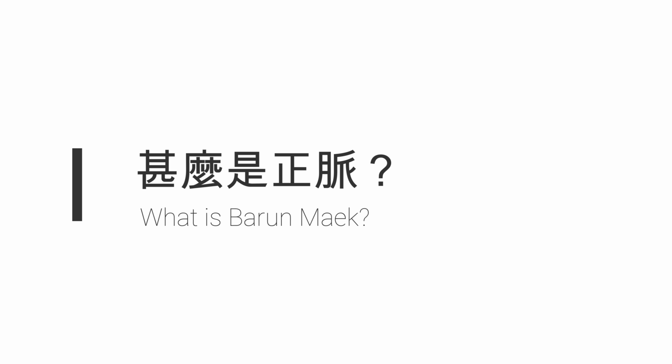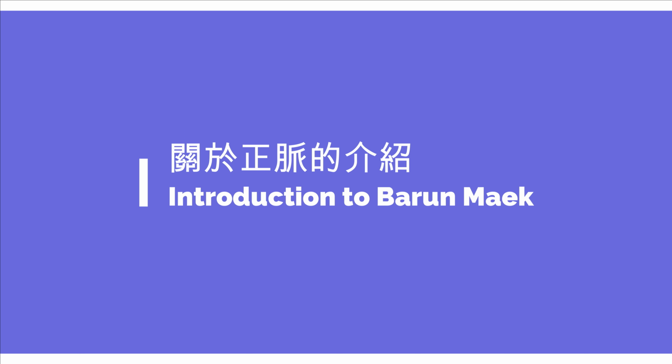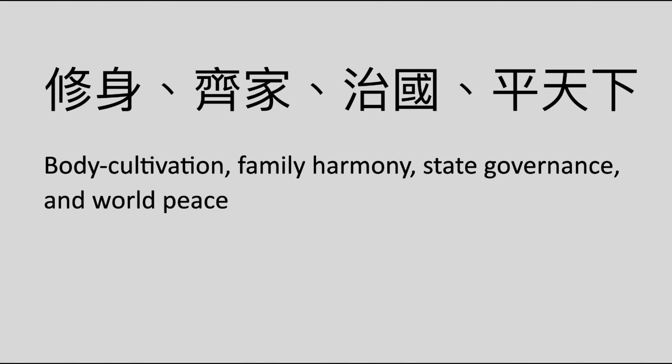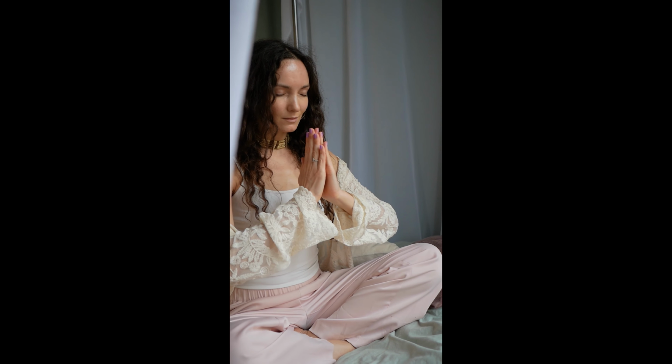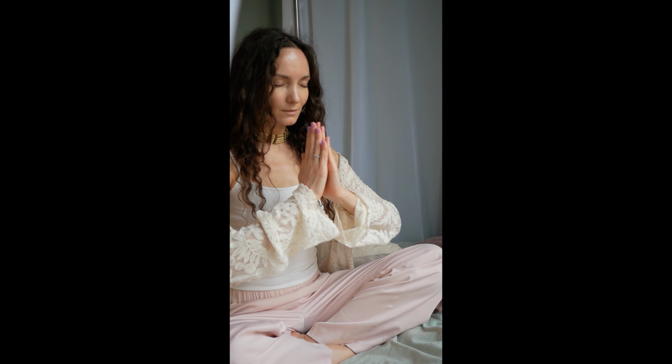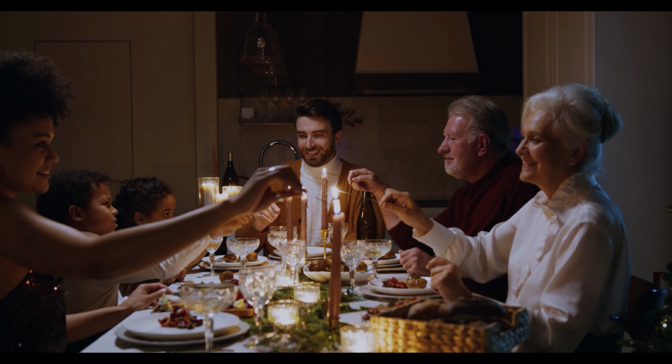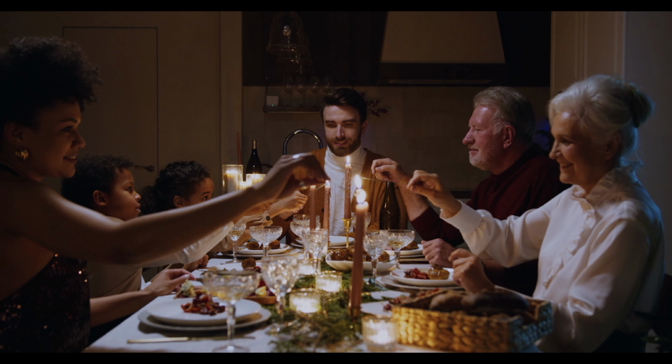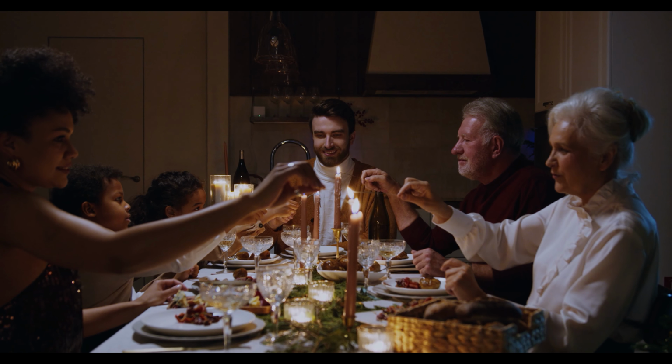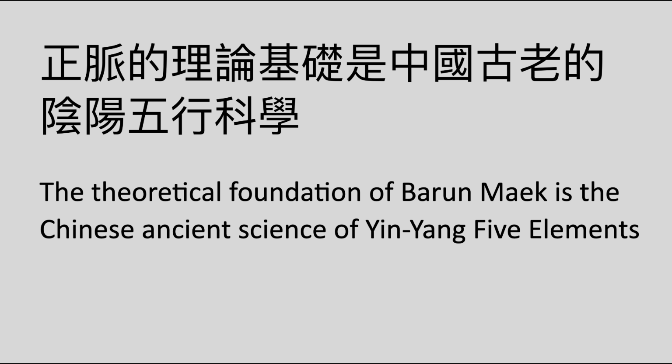What is Barun Maek? Introduction to Barun Maek. The Chinese ancients talked about body cultivation, family harmony, state governance, and world peace. Barun Maek starts from the human body, achieving the balance of yin-yang five elements by correcting the incorrect state of the human body, and extends to family and other social relationships, governance of the country, and bringing peace to the world. The theoretical foundation of Barun Maek is the Chinese ancient science of yin-yang five elements.